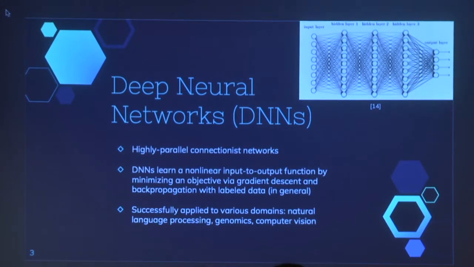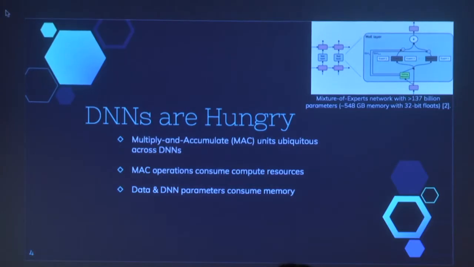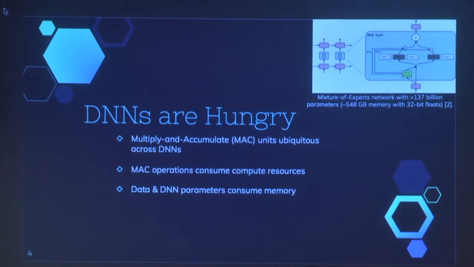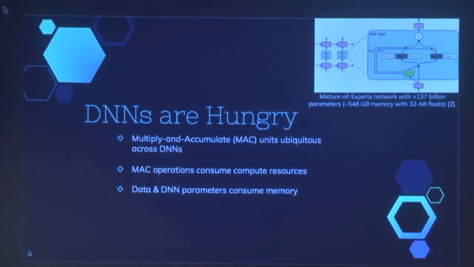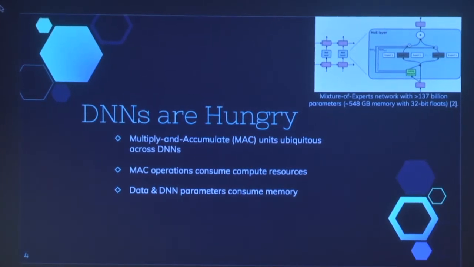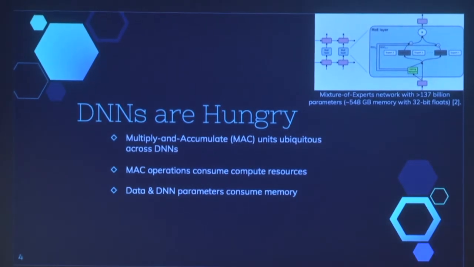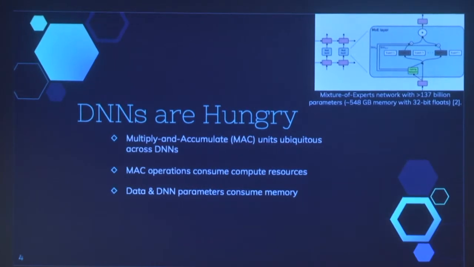genomics, and several others. One caveat with these networks is that they're really hungry. They're hungry for power, and they're hungry for compute resources. Here is an example network, an LSTM with mixture of experts model. It requires about 137 billion parameters and about 548 gigabytes of memory with a 32-bit float implementation. That's pretty heavy in terms of memory and compute resources.